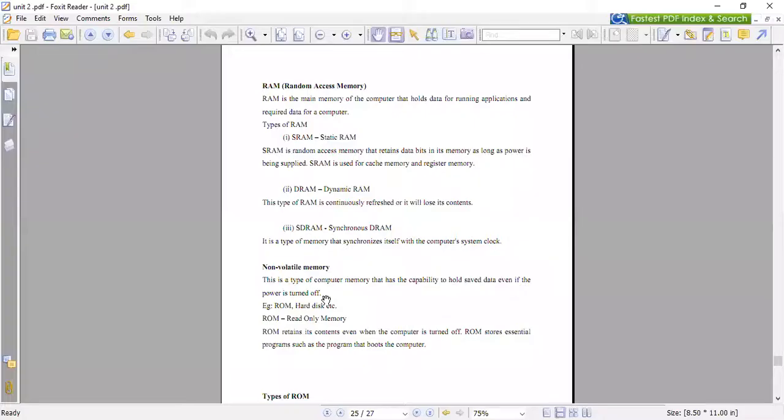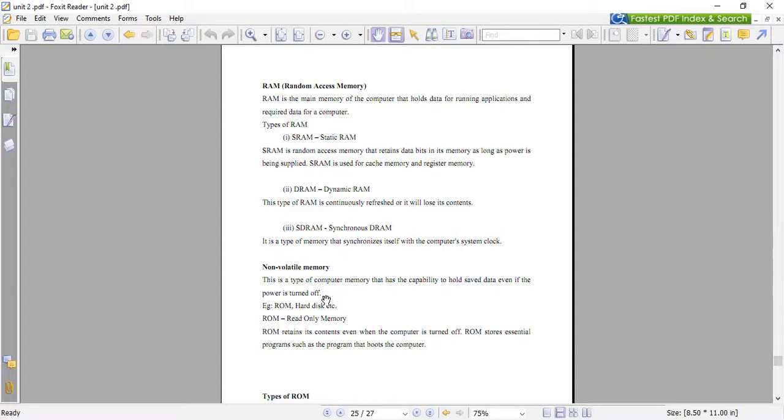RAM is the main memory of the computer that holds data for running applications and required data for the computer. There are types of RAM. SRAM, static RAM, retains data in memory as long as power is being supplied. SRAM is used for cache memory and register memory. So SRAM, static RAM, is used to make cache and register memory.